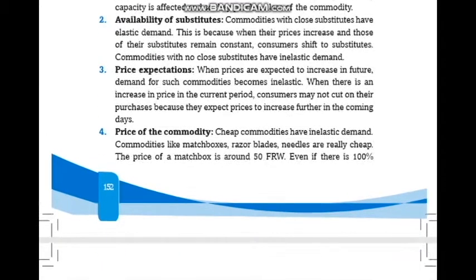Number two, availability of substitutes. Commodities with close substitutes have elastic demand. This is because when their prices increase, those of their substitutes remain constant.